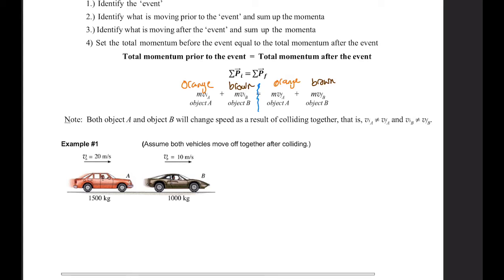So here's what it's going to look like. We're going to take the mv of the orange car and add it to the mv of the brown car. Then they're going to collide. Now we're going to take the mass of the orange car, which is the same, but a new final velocity, and add that to the mass of the brown car, which is the same, but a new final velocity. And so we'll fill those numbers in now.